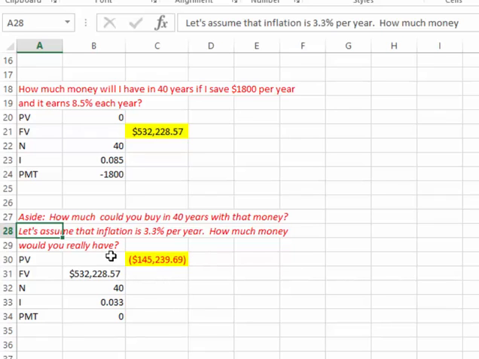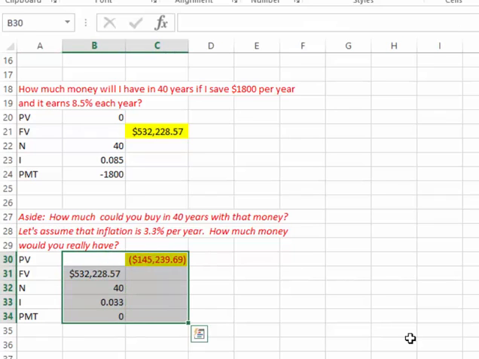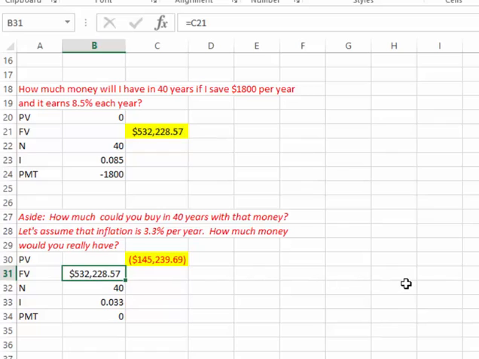Now, if we start sticking this into our calculation framework again, now we have a future value, right? We just solved for it. So that number is 532,000. And notice that I referenced my answer up above. That's always a nice thing to do in Excel, is to link your cells so calculations kind of flow through the whole spreadsheet. So my future value is 532,000. The number of periods we're talking about is 40. Now my interest rate is 3.3%. That's the inflation rate, but that's the percentage that I'm going to use.